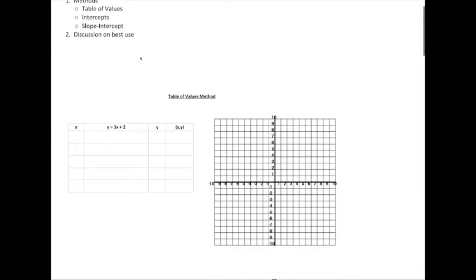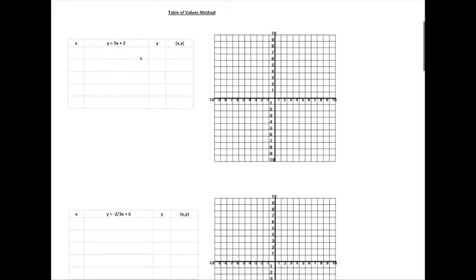One, the table of values method. Two, the intercepts method. And three, the slope-intercept method. And then at the end, we're going to discuss which method would be the best to use in different situations. Okay, so first off, let's talk about the table of values method.